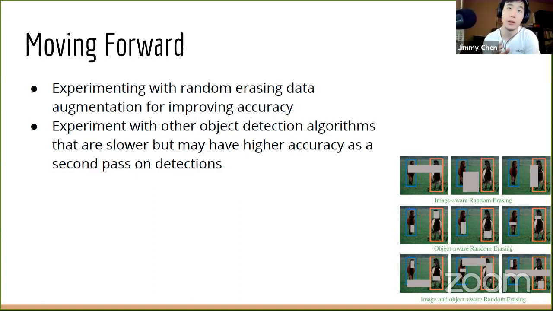And we also wanted to experiment with other object detection algorithms that might be slower, but might have higher accuracy, so stuff like Faster RCNN and a couple other algorithms that might help us improve accuracy. Then we can use this as a second pass on detections from the previous model. So hopefully, if there's something that's not a gun, but we think is a gun, we can verify that quickly using another model. And that pretty much wraps up what we've been doing and how we want to move forward. So any questions?